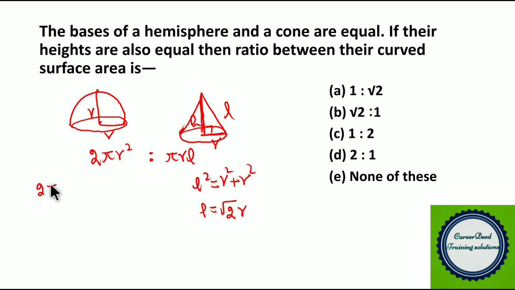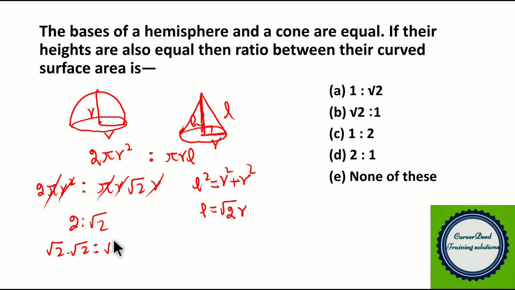So 2 pi r square is to pi r into root 2 r. So pi and pi cancel, and r square cancel. So you have 2 is to root 2. Again, you can write it as root 2 into root 2 is 2, is to root 2. So cancel it. You have root 2 is to 1.